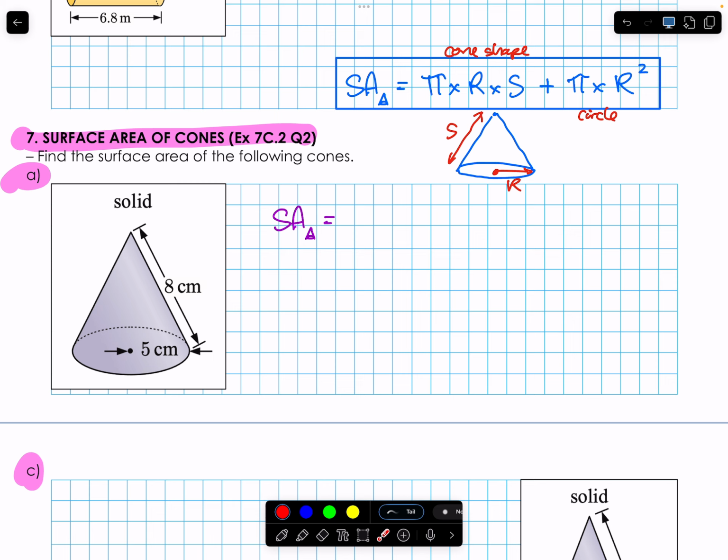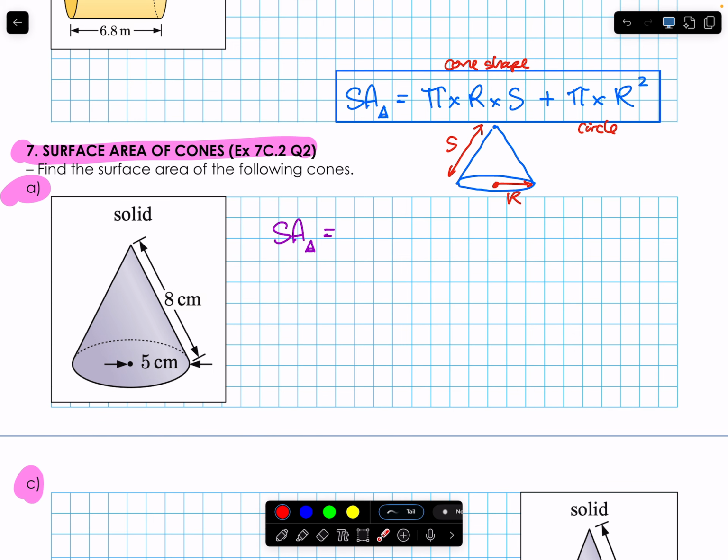This is the formula for the surface area of a cone. Get that down. Pi times by the radius times by S. S is the slant. S is that diagonal line on the cone. And then you add pi r squared, which is the circle on the bottom of a cone. So a cone is made up of a circle, which is on the base.